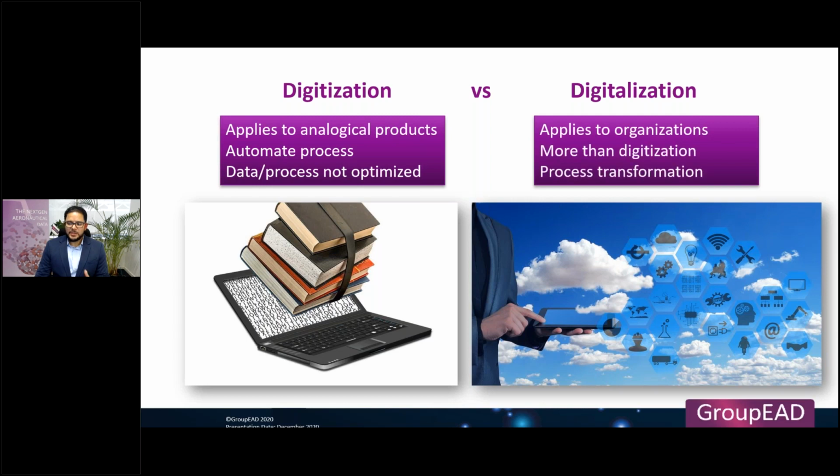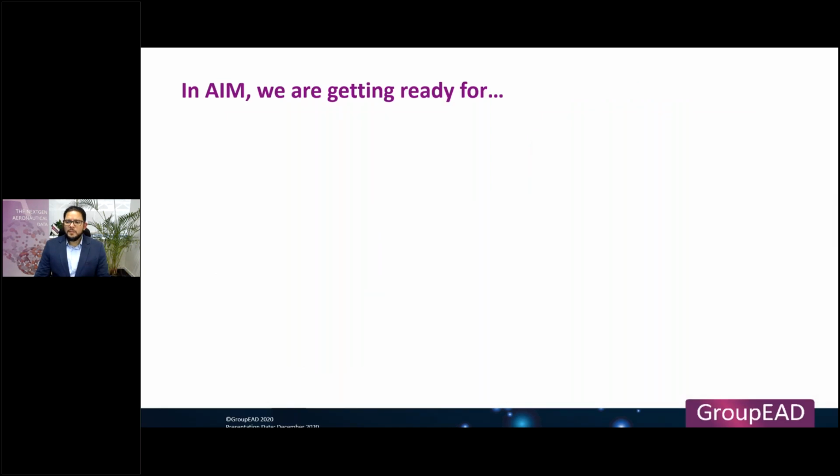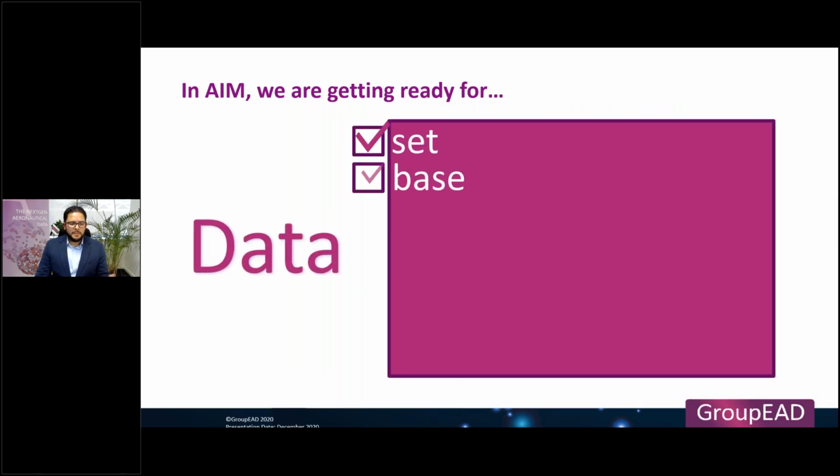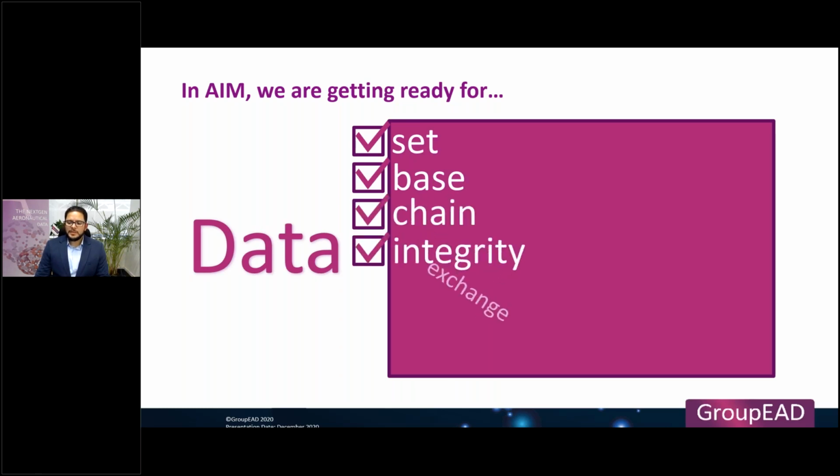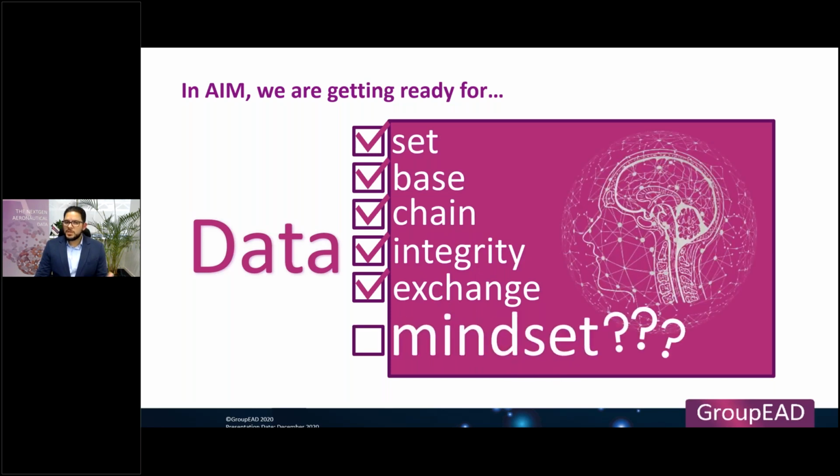Digitalization involves even more than digitization. It applies to the whole organization, and there is process transformation. Following the same example as before, instead of only transforming music in cassettes to MP3, digitalization would be to deliver a music stream like Spotify or Netflix. So we know that in AIM, we're getting ready for data sets, databases, data sharing, data integrity, data exchange. But the question is, everybody talks about digitalization and systems and mechanisms and infrastructure, but we are not paying attention to something really important, and that is to change our mindset towards data. Are we really getting ready for a data mindset?